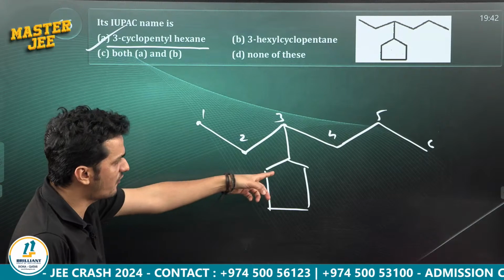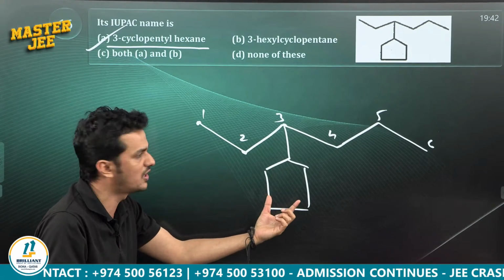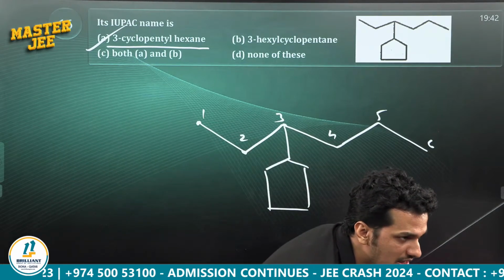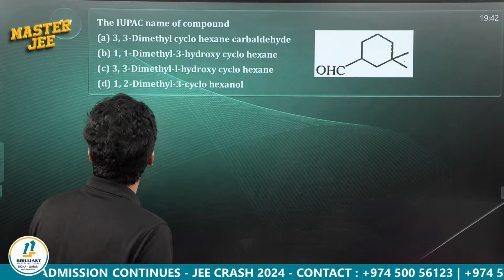If it is more than 6, we have to give the priority to this one. The other two will become branches. Idea is clear? Ready? Yes, Abu. Option A. Ready. Then again I am going to the 17th question.